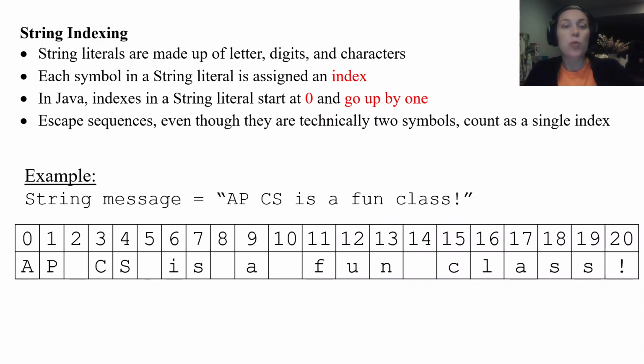Okay, so the first letter in our string literal is an A, capital A, and that is what you see right here. It gets the index of 0. And then each character after that, the index goes up by 1. Even spaces, symbols, all of that counts as a character in your string literal. So everything gets an index. And indexes are important because they allow us to use our methods.